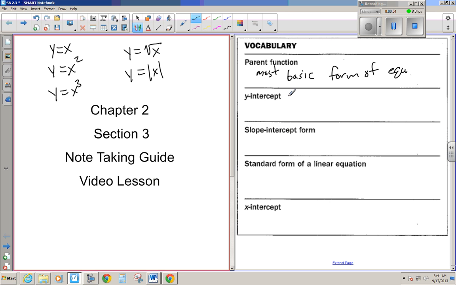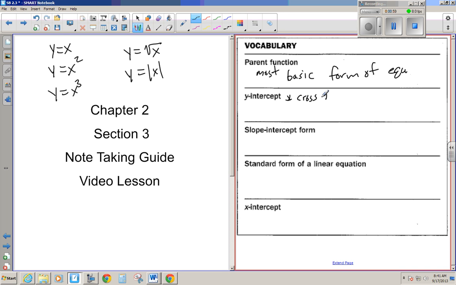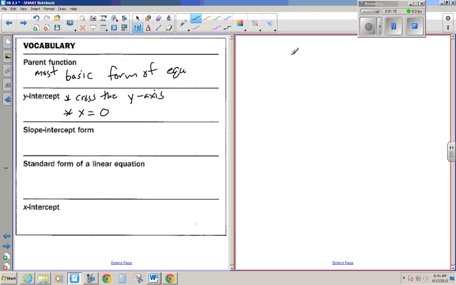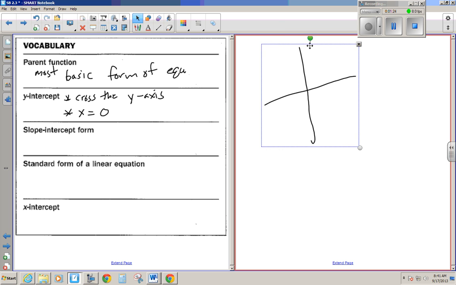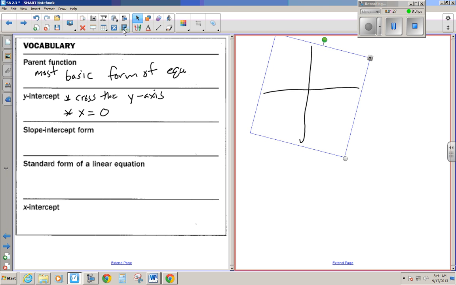The y-intercept, we're going to put two bullets here. It is where it crosses the y-axis. You should also know that the y-intercept is when x is equal to 0. So all y-intercepts, x equals 0. And you can see that just based on points.